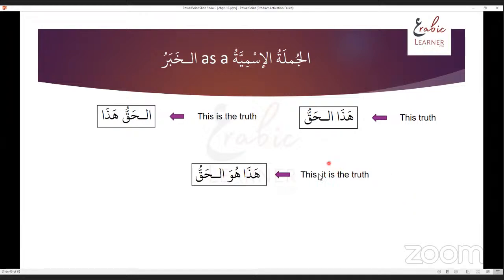Such sentences create emphasis, and you'll find them in the Quran. You may not use them in normal talking, but you'll find this type of sentence in the Quran. They make a big sense. If I want to stress something, I will say Hada huwal haqqu. Now do the analysis of this.